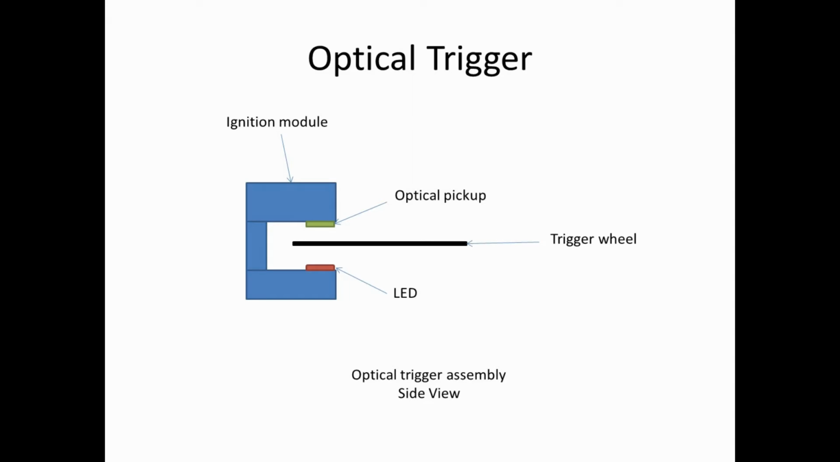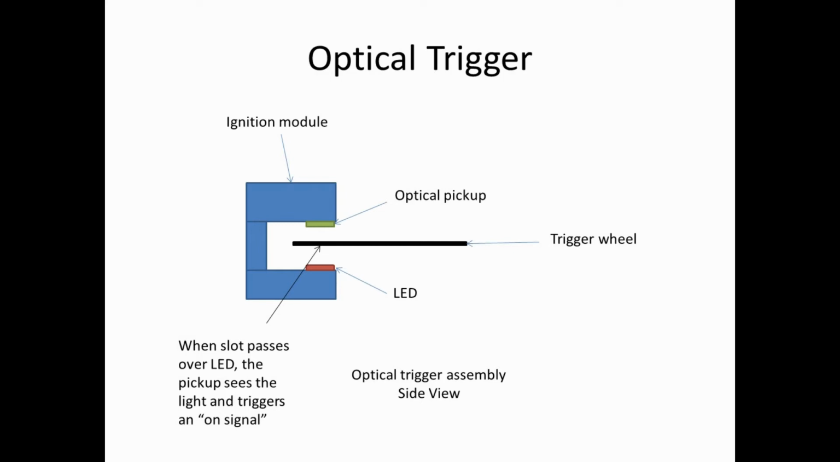So, and we have our trigger wheel, can't forget about that. When there's no slot above the LED, the optical pickup sees an off signal and the ignition module controls the coil accordingly. When the slot passes over the LED, the pickup sees the light and triggers an on signal, which again goes to the ignition module and translates to the driver for the coil.